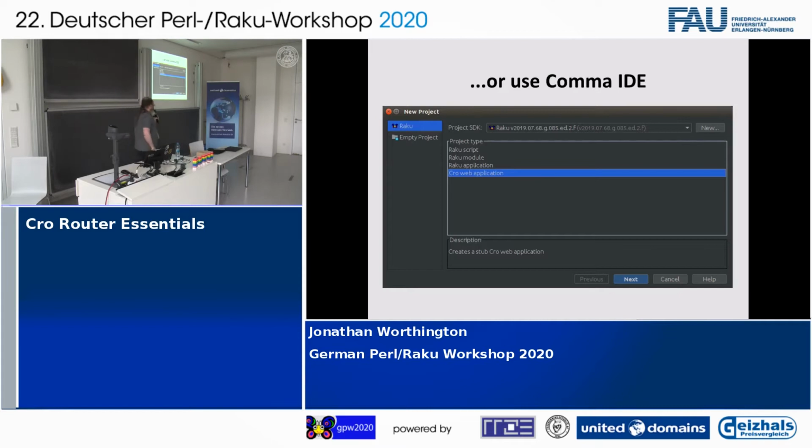Or we can use the Comma IDE, and this has a project wizard where you just say, I want to make a Cro web application, and you select which sort of things you want, like I want to use templates, I want to use WebSockets, and it will produce a project for you, and it'll even produce a sample test for you to encourage you to write tests.